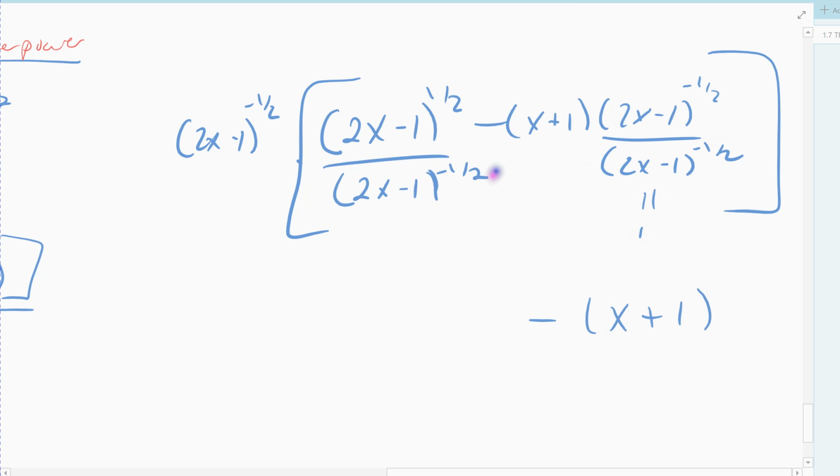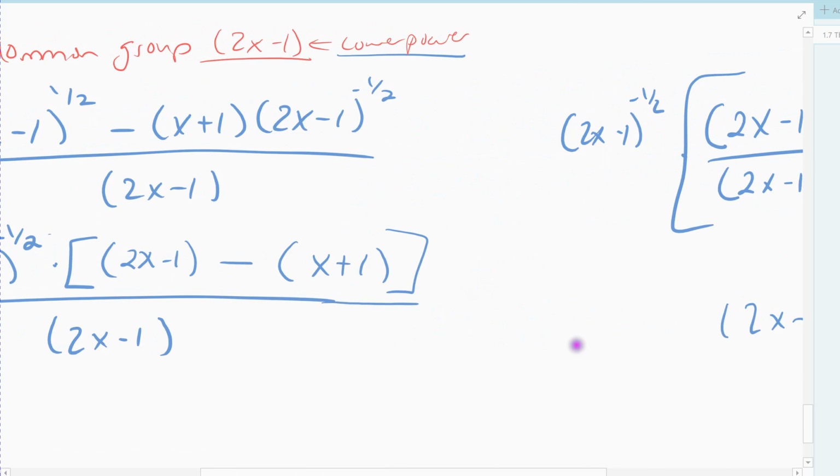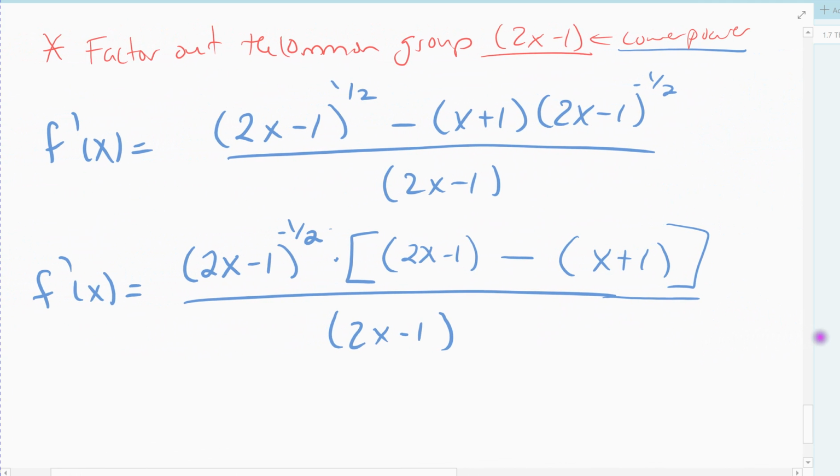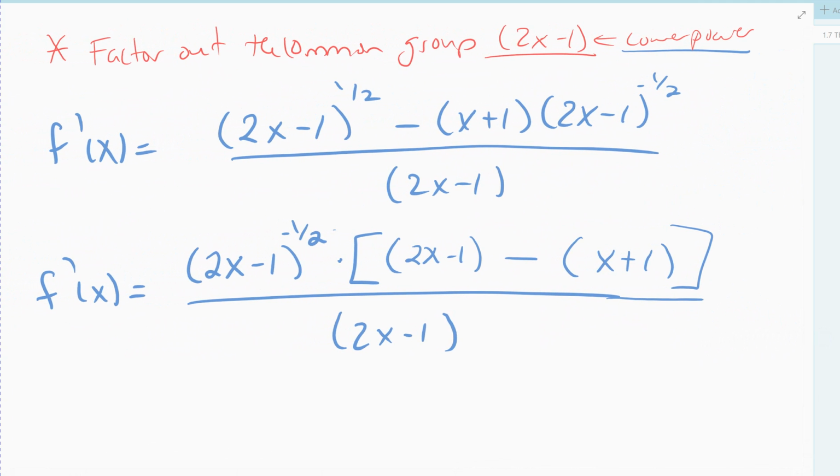This one, I'm dividing out, and when I divide by the same base, 2x minus 1, I subtract my exponents. That would be 1 half minus a negative 1 half, which adds up to 1, and that's why we get 1 left there. So that's, again, explaining how we get the expression that we get here. The easiest way for me to figure it out is we should always be left with one group. So that's the hard step.